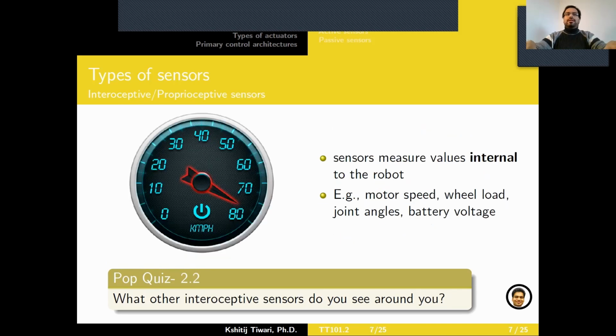The next type of sensor category that we're going to look into is interoceptive or proprioceptive sensors. For those of you who already know what proprioception is, probably this would sound very intuitive. And for the rest, these are sensors that measure values internal to a robot. These could include things like motor speed, wheel load, joint angles, battery voltage, and so on. Again, another pop quiz. What are some of the most commonly used interoceptive sensors that you see around you? Especially for mobile robots, if you've been playing with them, or some sensors that you could think of.